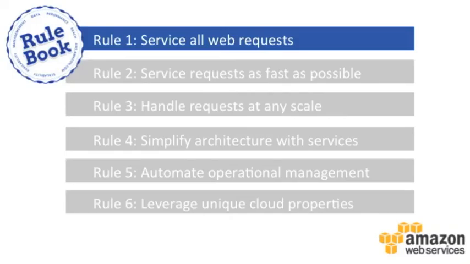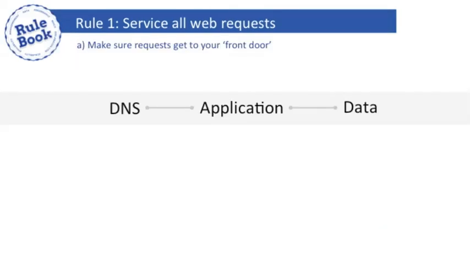So here are the rules, and I'm going to step through 6 main rules, and there'll be some sub-rules along the way as well. So rule 1 is about servicing all web requests. So it sounds obvious, but make sure requests can get to your front door. So if you think about how an application is built and how a general web request is served, the first thing we're going to get is a request that's going to query a DNS service to try and find an address for the application of where you're hosting from. That DNS will therefore point to your application.